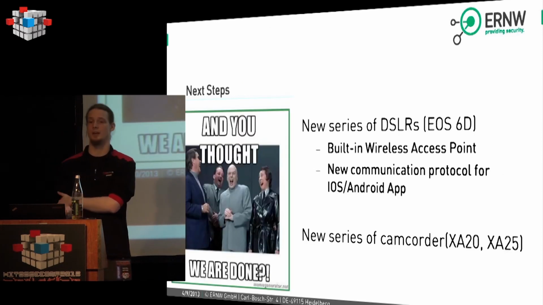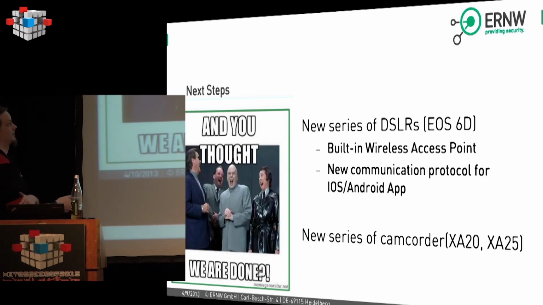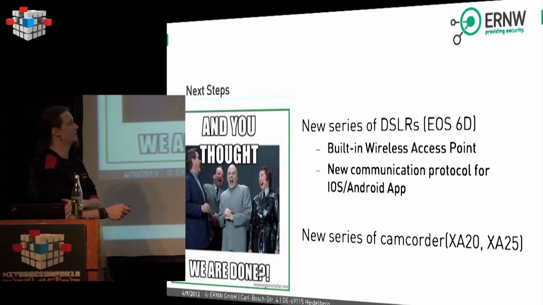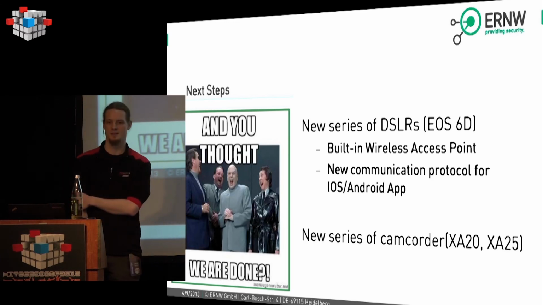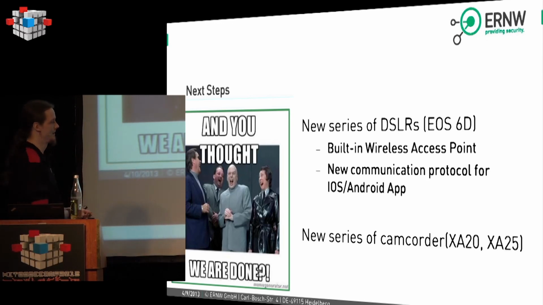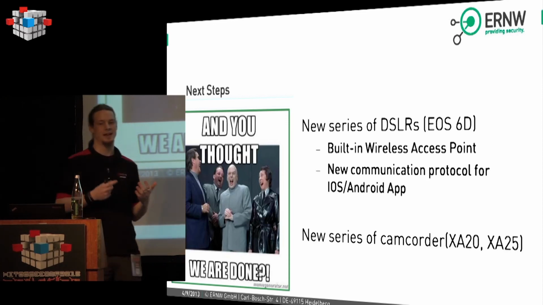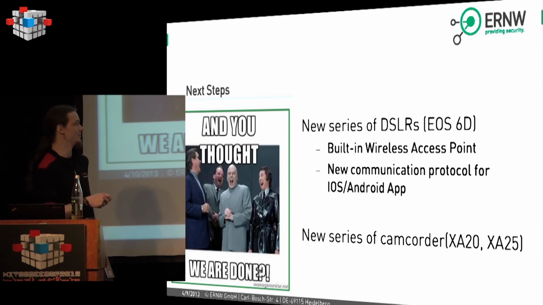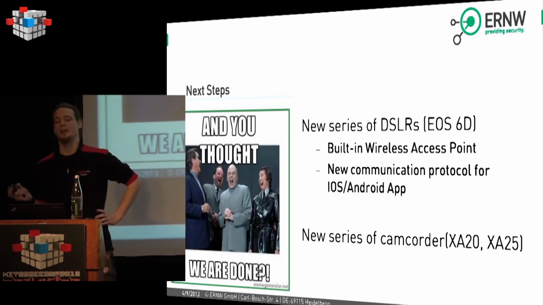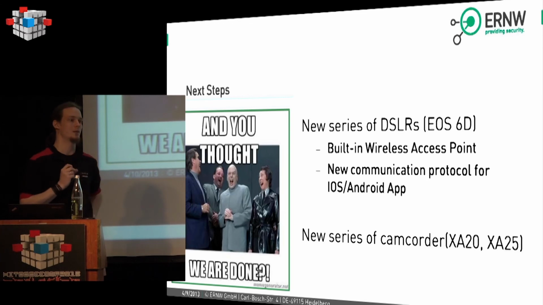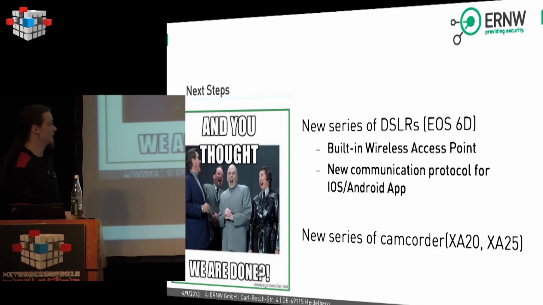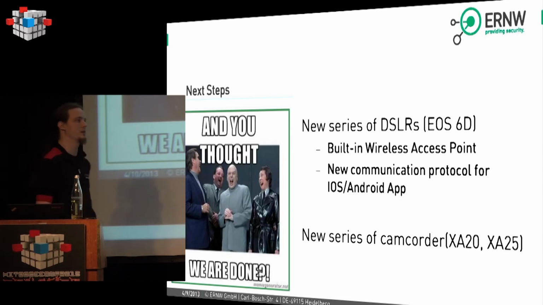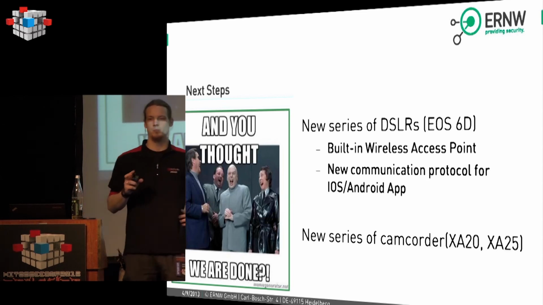Okay, so before I come to the end, let's see what the next steps are. Canon also recently released a new consumer-grade DSLR, the EOS 60D. This also features a built-in wireless access point. So it even gets better. This built-in access point is for your nice iDevice or Android device connecting to the camera via the built-in hotspot, and then doing some nasty stuff with some communication protocols I need to figure out. If I had to bet, I would bet it's HTTP and XML again, because those two are already implemented in the camera. And Canon also put out a new series of 4K camcorders just last week, I think, the XA20 and XA25. And those two also feature some network modes.